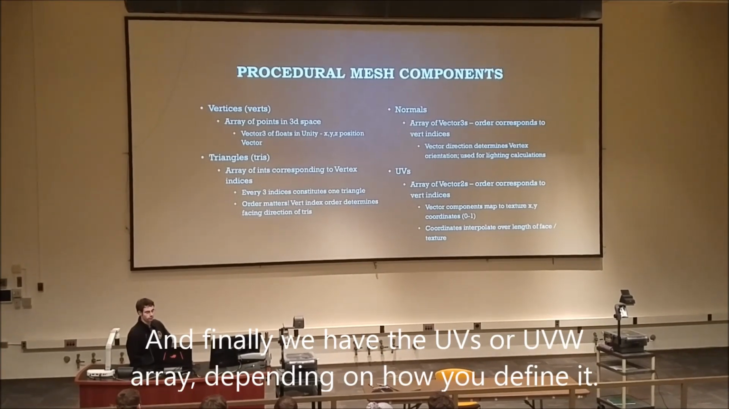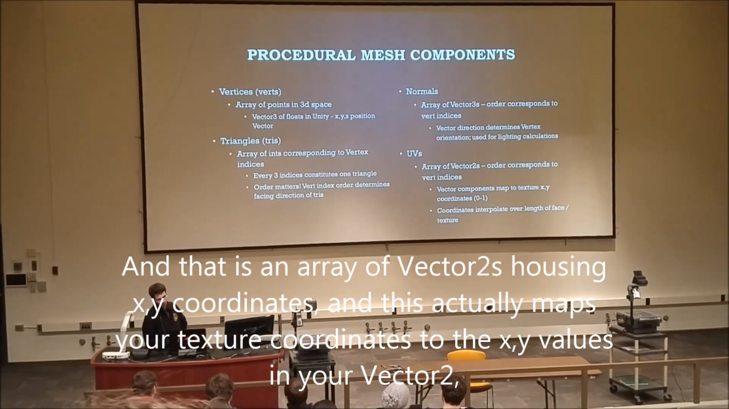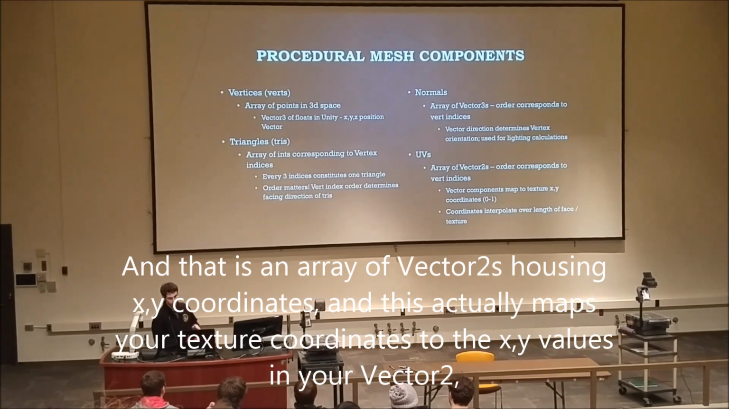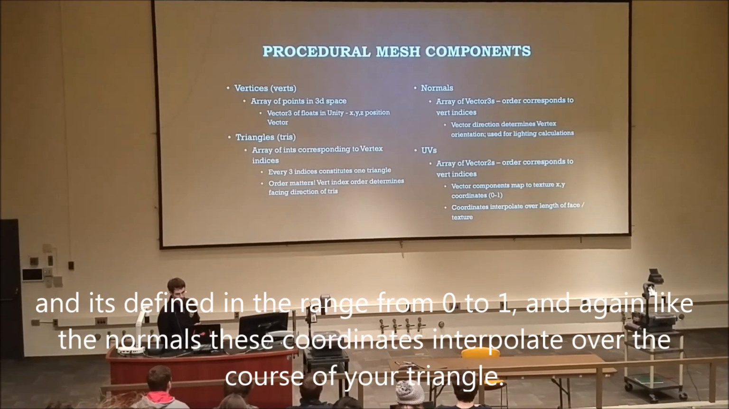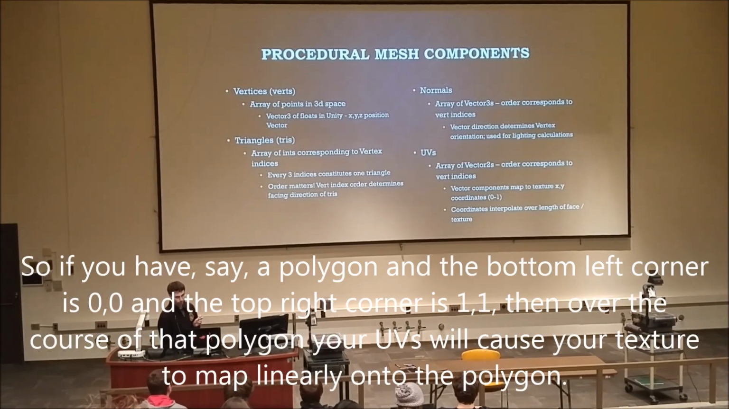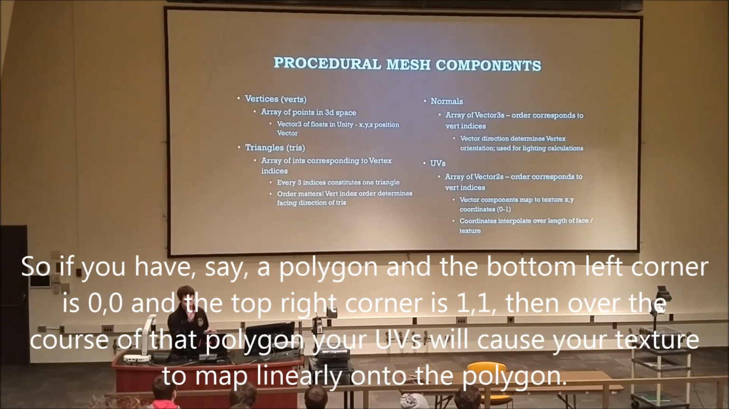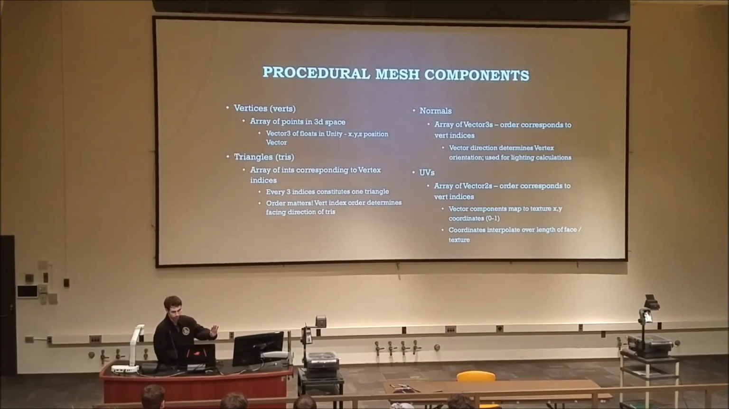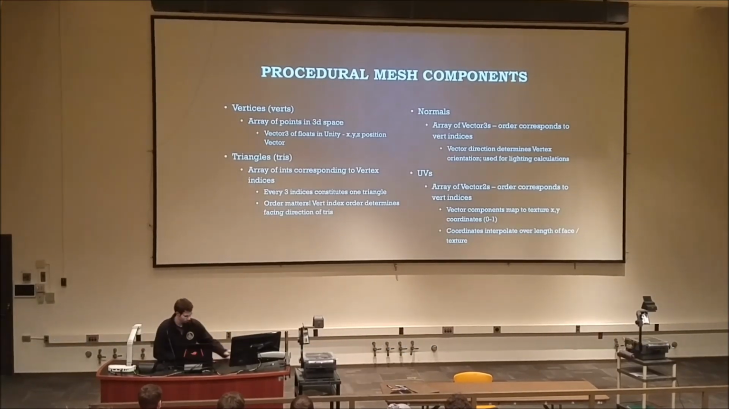And finally, we have the UVs, or UVW, and that's an array of Vector2s, with x and y components. This maps whatever texture you're using to the coordinates that you specify in your Vector2. It's a range from 0 to 1. And again, like the normals, it will interpolate over the course of the triangle. So if you have, say, a polygon where the bottom left corner is 0, 0 and the top right is 1, 1, over the course of that polygon your UVs will cause the texture to map linearly onto the polygon. But UVs are really tricky, and we're going to talk about those.